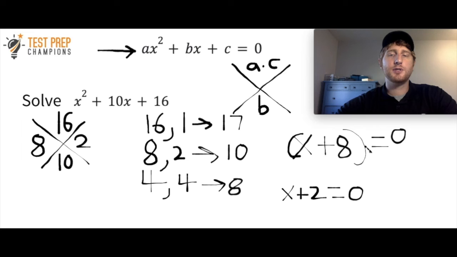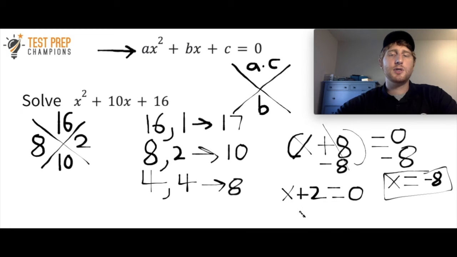So x plus 8 equals 0. I need to get the x by itself, so I just subtract 8 from one side. The 8s will cancel out. Whatever you do to one side, you always have to do to the other. So this is going to leave me with x equals negative 8. So that is one solution.